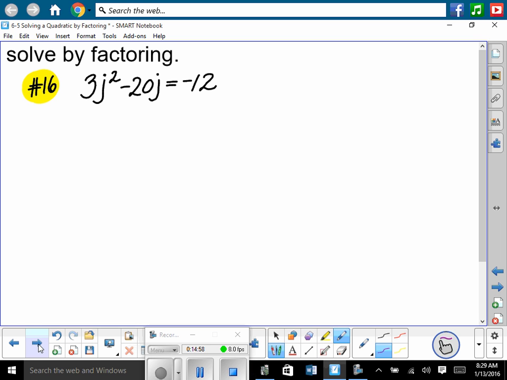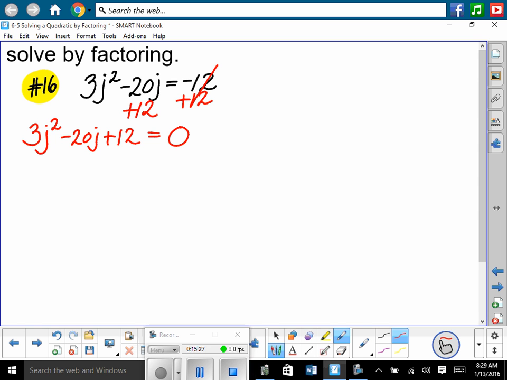First thing you have to do is make sure it's set equal to 0. It's not. It's equal to negative 12. So we need to make that 0. So I'm going to add 12 to both sides. Now notice on the left, there's nothing we can combine here, nothing alike. So I'm going to just write it in standard form. 3j squared minus 20j and then plus 12. And that's equal to, if you add those up, 0. Make sure that you've done it correctly.